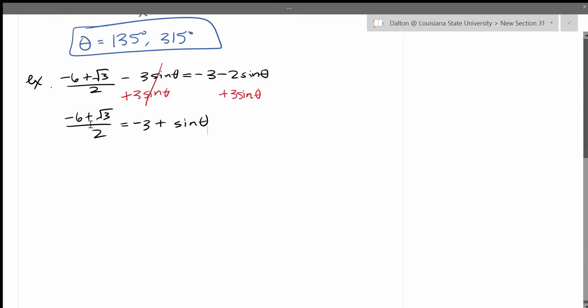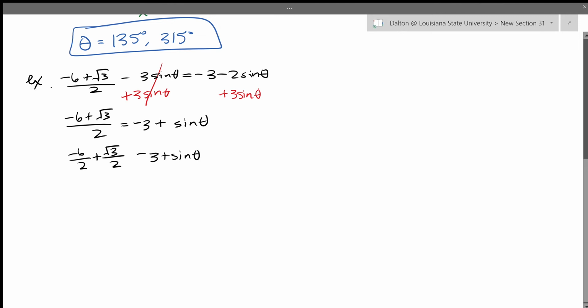If you look at your number on the left, if you recall just properties of fractions, we can't simplify all of this. Negative 6 and the square root of 3 are not common terms. But if they're both being divided by 2, then I can split up that fraction to be negative 6 over 2 plus the square root of 3 over 2 is equal to negative 3 plus sine theta.